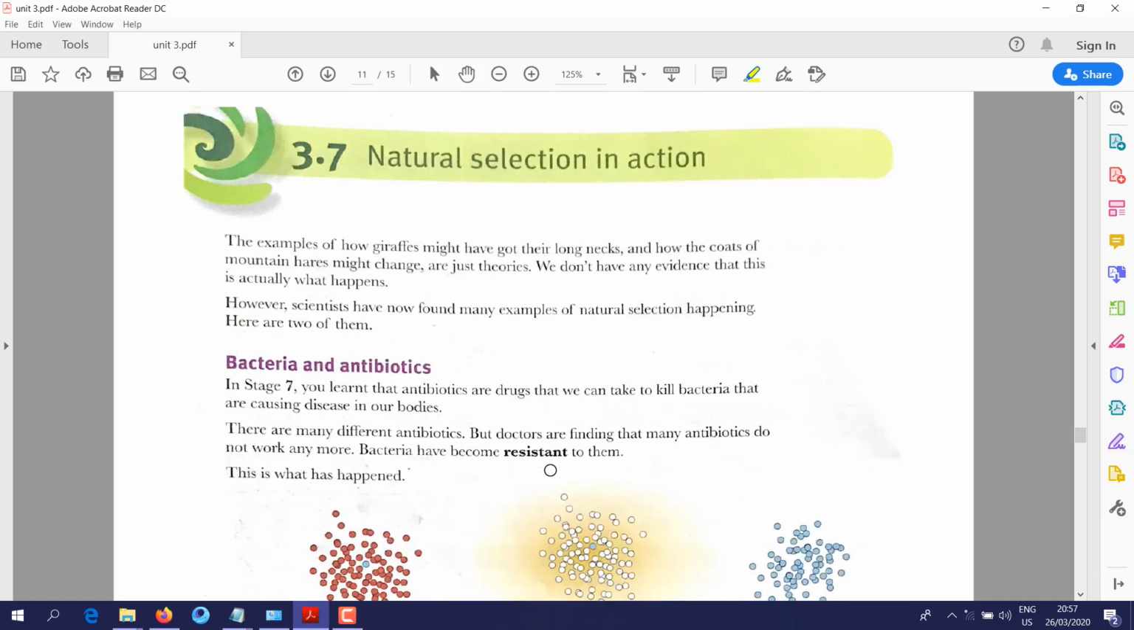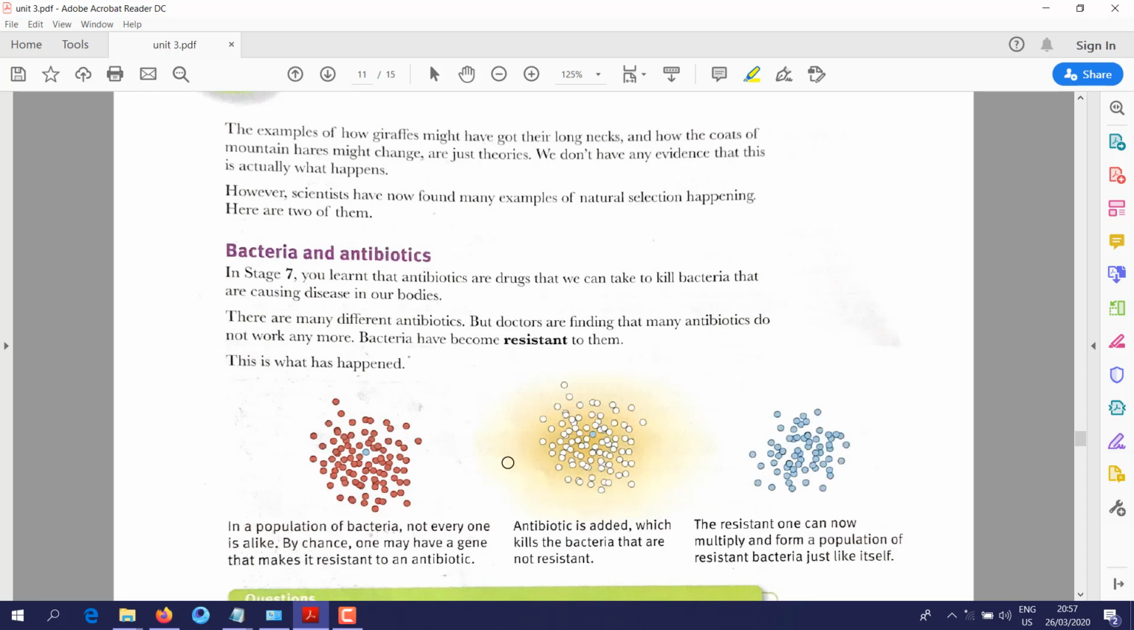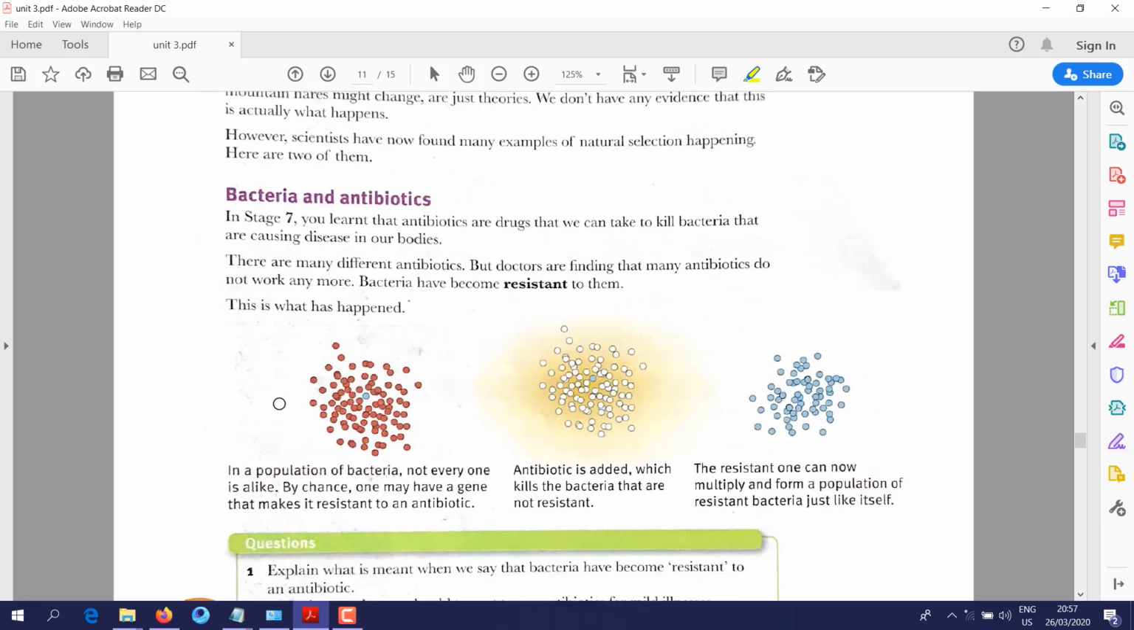Natural selection in action. Here we have an example of bacteria. In a population of bacteria, not everyone is alike. By chance, one may have a gene that makes it resistant to an antibiotic. What do we mean by this? When we have a pathogenic bacteria in our body, we will be sick. Then, to get rid of this bacteria, you will take some antibiotics. These antibiotics will eliminate the bacteria.